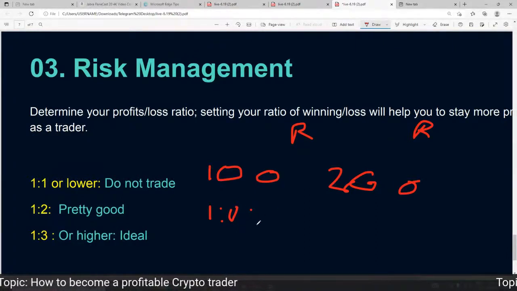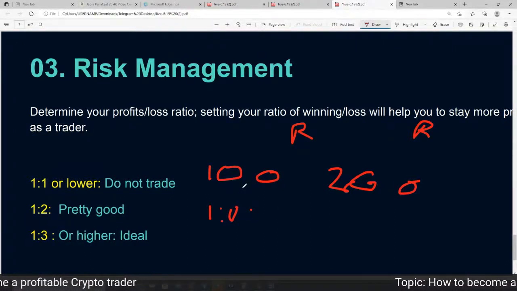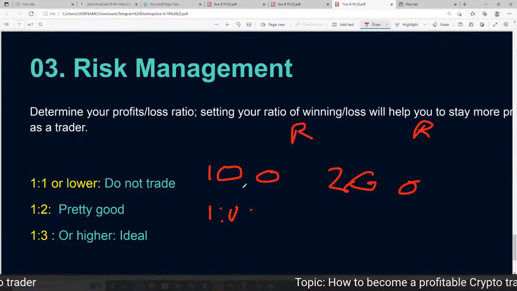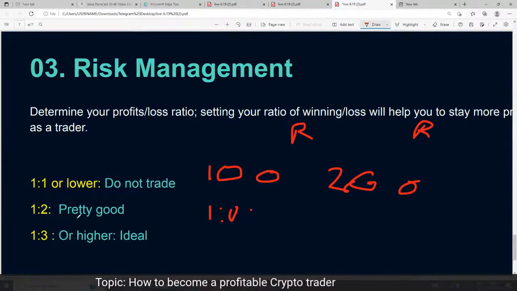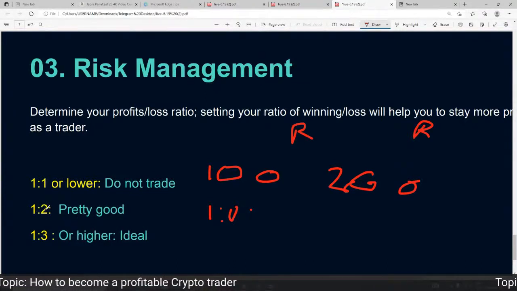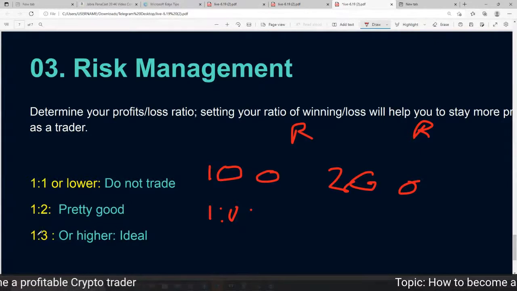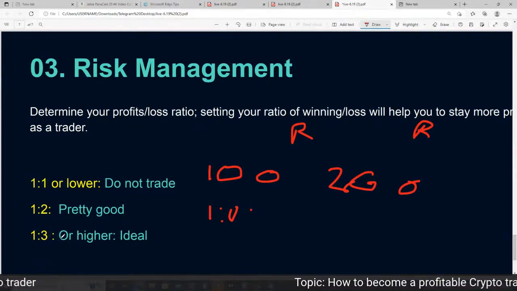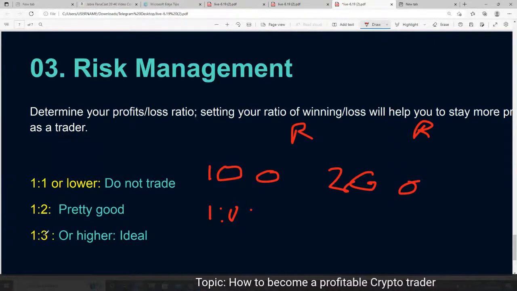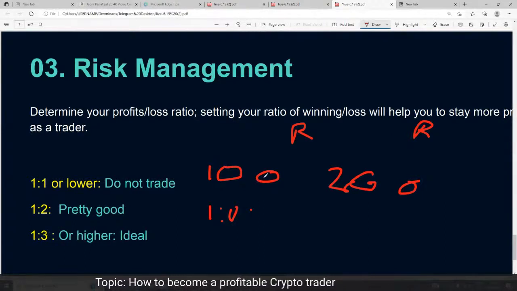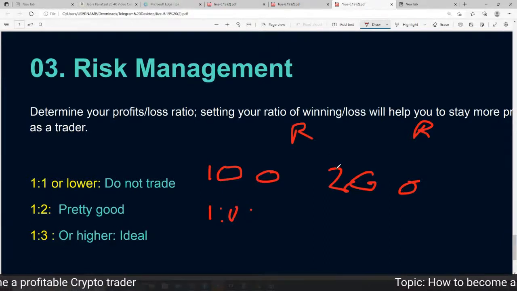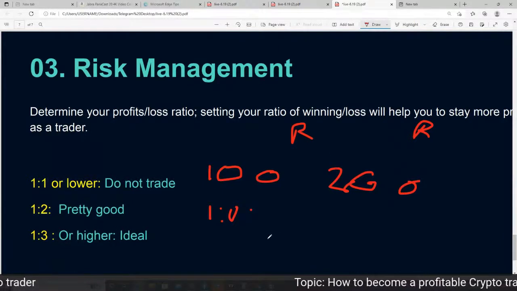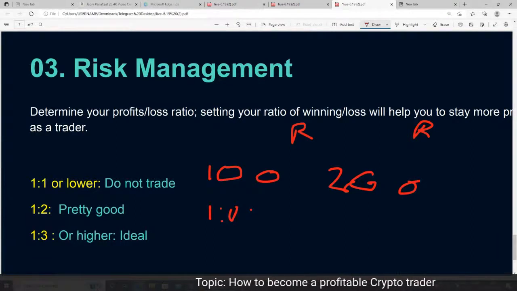So always know your risk. Maybe you risk 100 to gain 200, that is good. That is 1 to 2, which is pretty good. You risk one to gain two. Good. 1 to 3 is higher. It's not that good anyway. Risking $100 in order to gain 300 is not that good. Guys, do not do that in your trade.